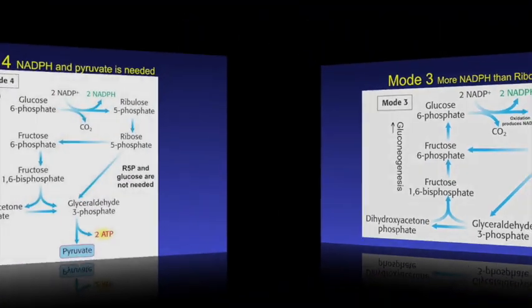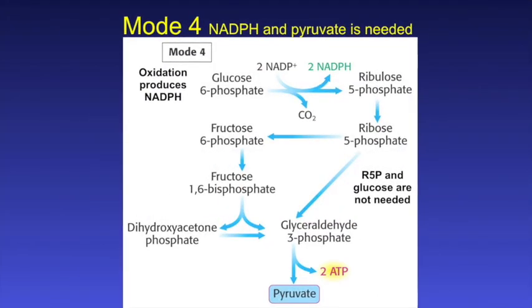And in the last case, if I need lots of this and lots of this, come over, make ribose, go down to glycolysis, and continue on to pyruvate. It all depends upon what the body needs and how it will run these different pathways.